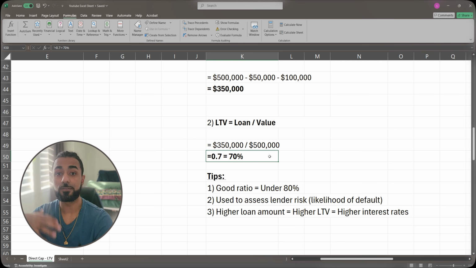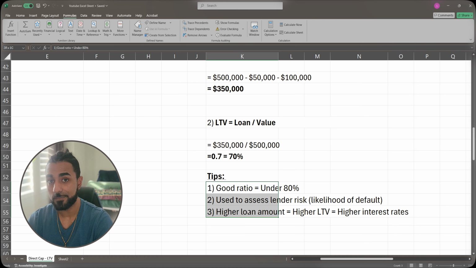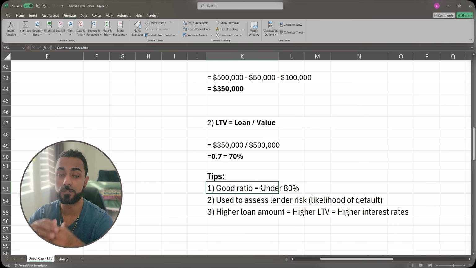Meaning John is going to finance 70% of the value of the property with someone else's money, with a loan. All that means is the higher it is, the riskier it is. So here are some tips that you need to remember for this. Number 1, if it's above 80%, it's very, very risky. That means you finance 80% of the value of the property with someone else's money, or you didn't have enough on your own. That's a lot of payments and that's a lot of debt to have.